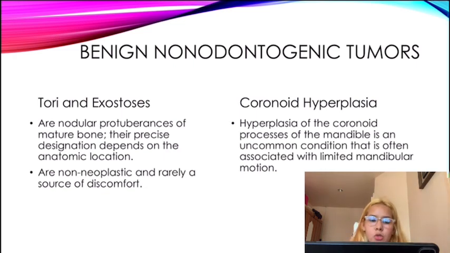The tori and exostoses are nodular protuberances of mature bone. Their precise designation depends on the anatomic location. They are non-neoplastic and rarely a source of discomfort. So coronoid hyperplasia of the coronoid processes of the mandible is an uncommon condition that is often associated with limited mandibular motion. That would be all.